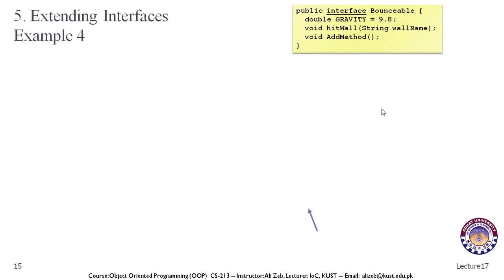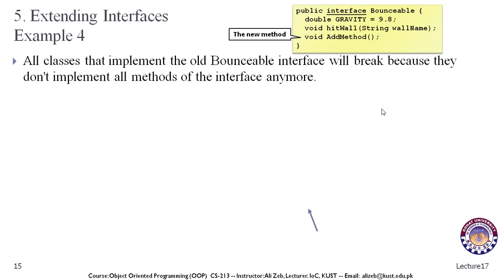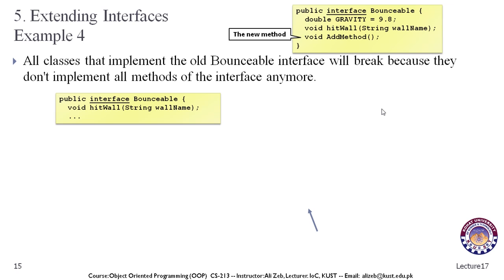For example, we have an interface bounceable that we used earlier, and now we have added a new method to it. All classes that implement the old bounceable interface will break because they don't implement all methods of the interface anymore. And that is a requirement, as we said, that this is an agreement between the classes and the interfaces. They agree that they will implement all of the methods of that interface.